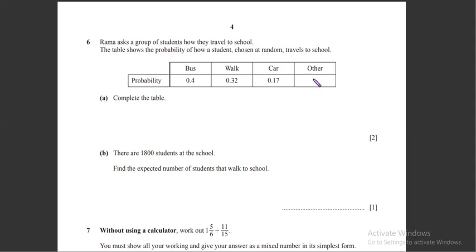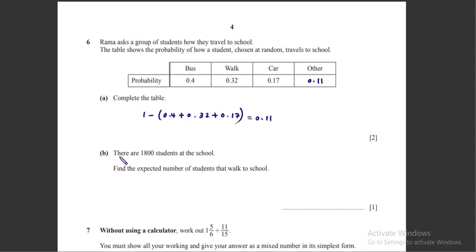So for me to find how much this is, from 1, I need to deduct these 3 values given to us, which is 0.4, 0.32, and then 0.17. So from 1, when I deduct these values, I get 0.11. This is going to be the value of this missing box that we have here.